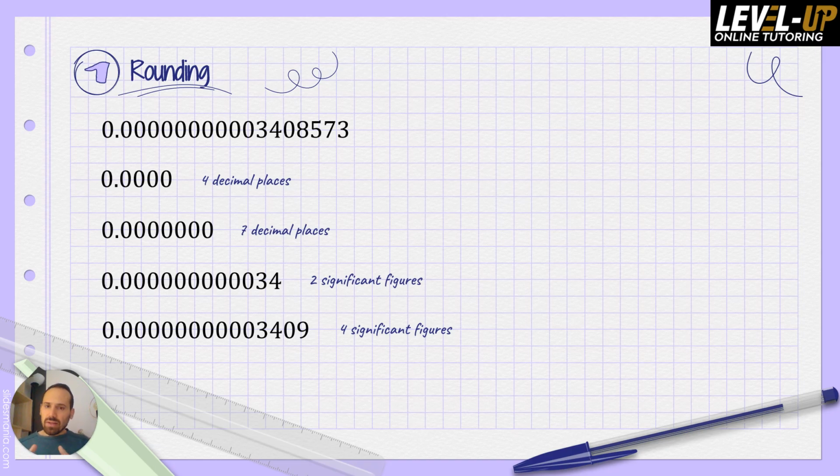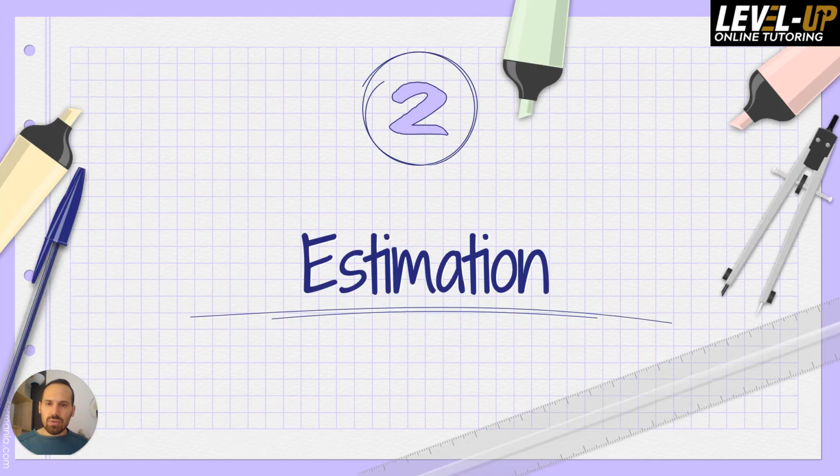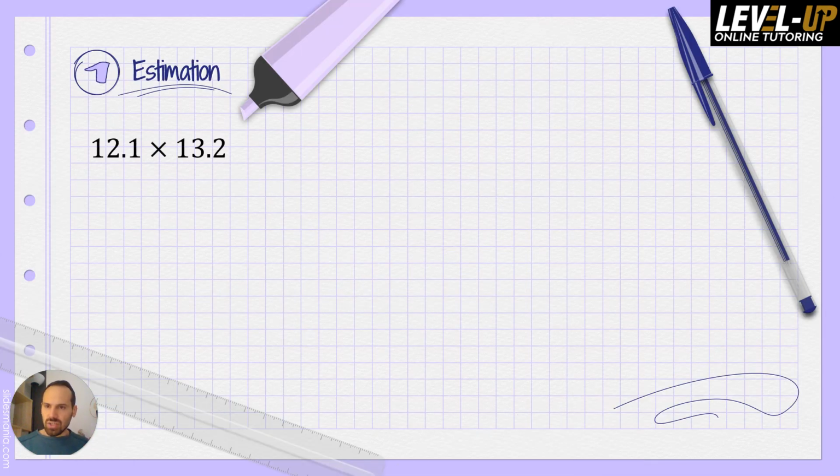So there's our different types of rounding and what their purpose is and why we use them. So let's use them in estimation now. We've seen one example of this already. Say if we have this calculation, we could round each of those digits to make this approximately 12 times 13. And that's what that little wavy equal sign means. It means approximately equal to, not exactly. And then we can calculate that.